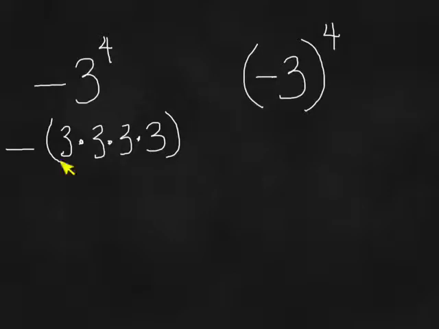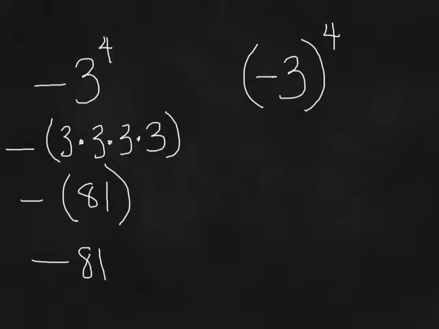Now, 3 times 3 is 9, and 9 times 3 more is 27, and 27 times 3 more is 81. What is the opposite of 81? And if you remember the distributive property, I need to multiply this times everything inside this parentheses. So since this is a -1, I need to multiply -1 times positive 81, and I get -81.